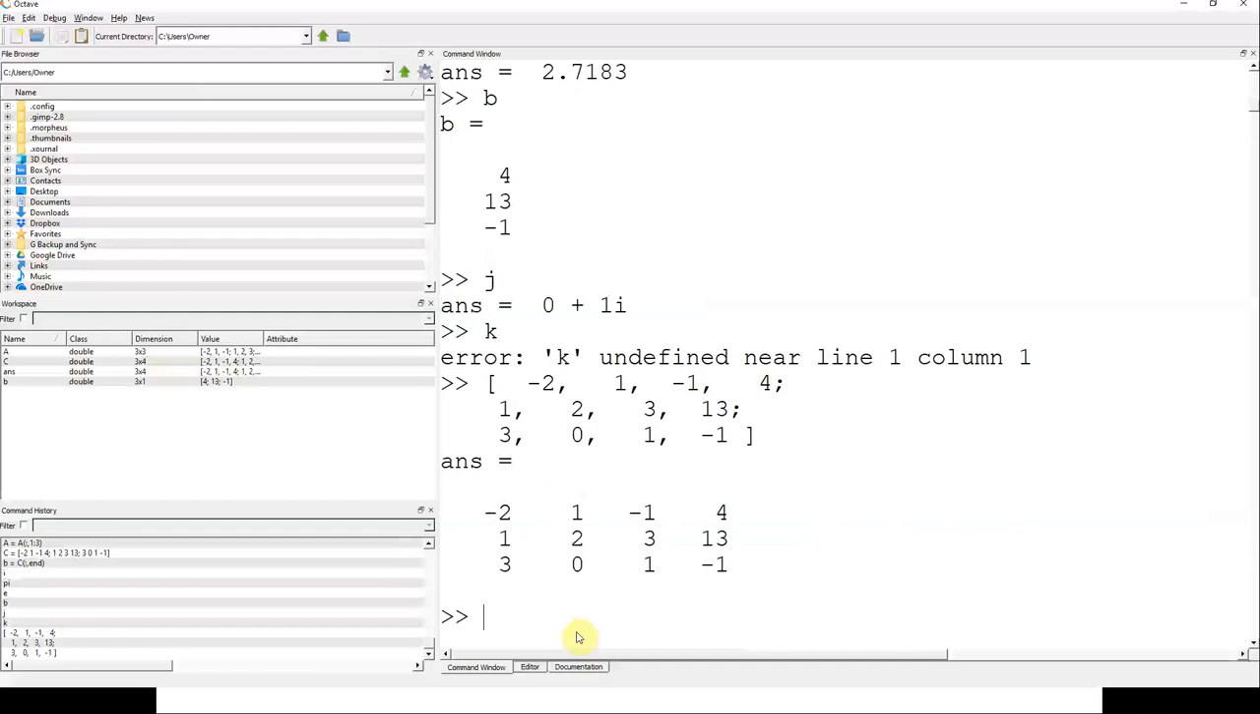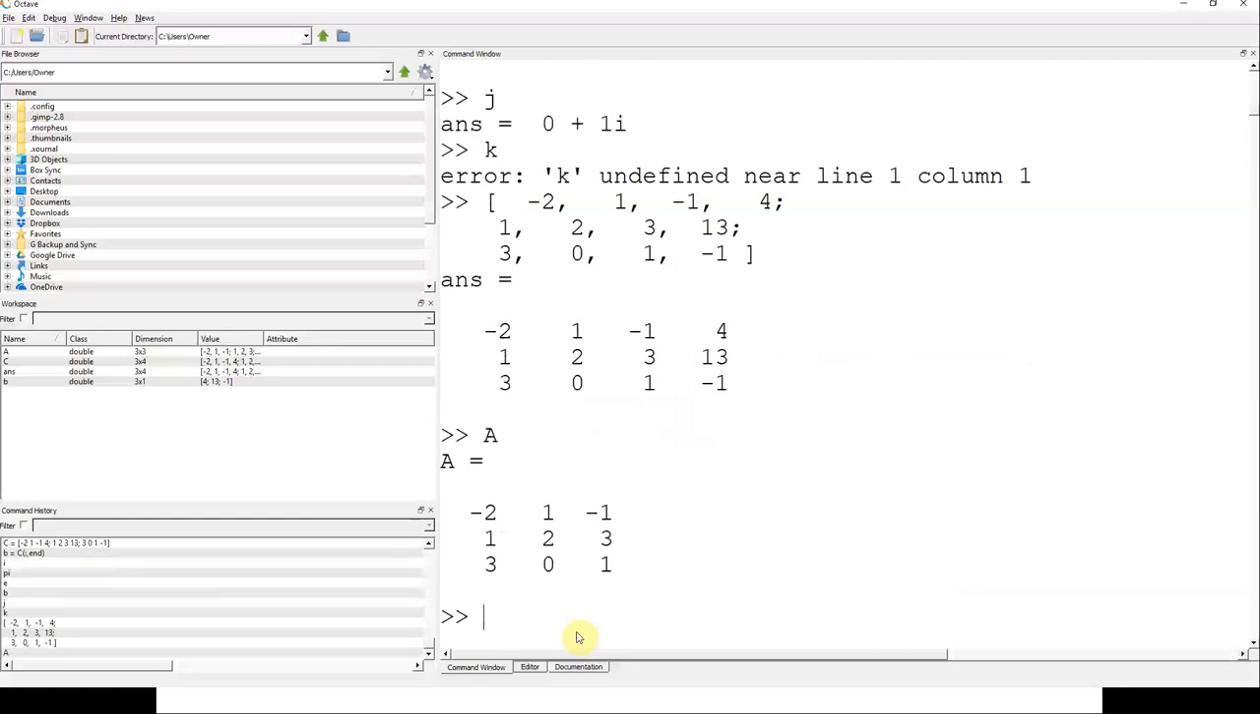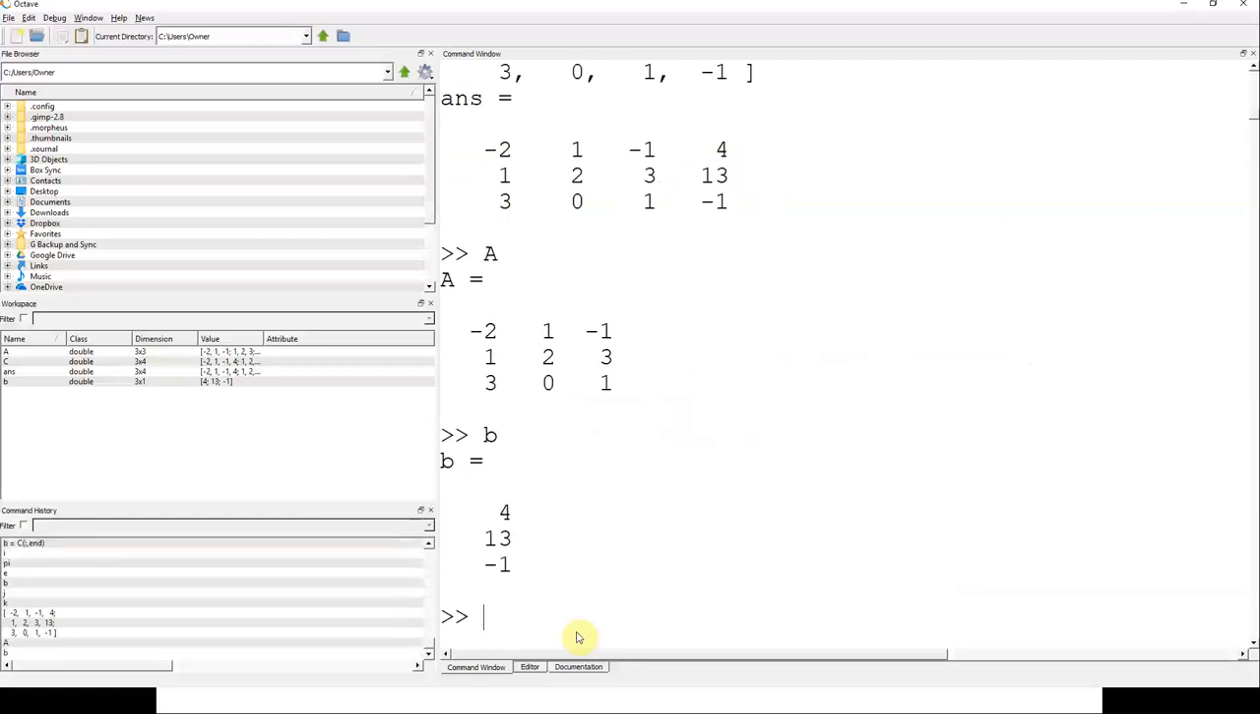Alright, so now I need to show you something. The first and easiest way to do a solution in MATLAB, let's make sure A and B are correct. A and B. Good. Now recall, A is a matrix, but it's just coefficients, right? And B is a vector.